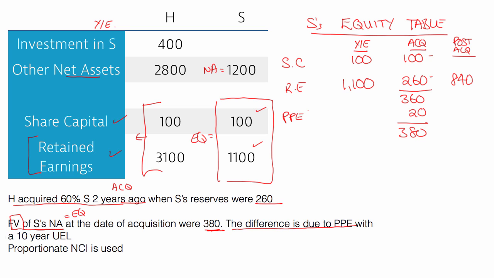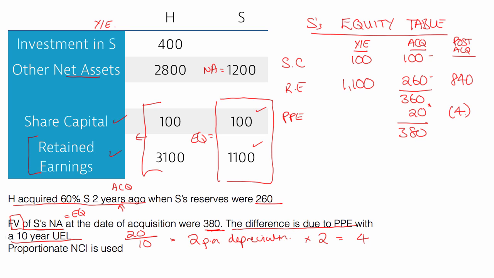Now, it's got a 10-year useful economic life. So, 10-year useful economic life, so 20, which is the extra here, divided by 10, I would depreciate that by 2 per annum. Because we depreciate PPE, don't we? So 2 per annum. Now, this was acquired 2 years ago. So since acquisition, there's been 2 years worth of depreciation. So 2 years worth of depreciation since acquisition is 4. So in the post-acquisition, there's been 4 depreciation.